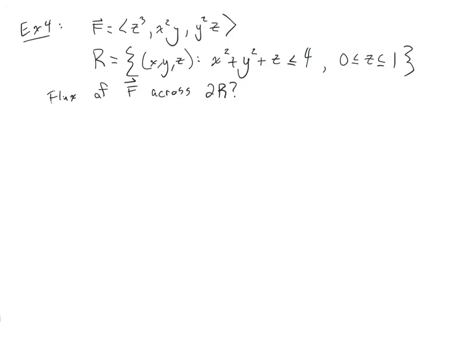Okay, so I've now made F a little harder and R a little harder. Maybe take a pause right here and try to draw R, and then also compute the integral. So I look at this, and z is not squared, so I would think of this as z is less than or equal to 4 minus x squared minus y squared. And 4 minus x squared minus y squared I recognize as being a paraboloid. And it's a downward one.